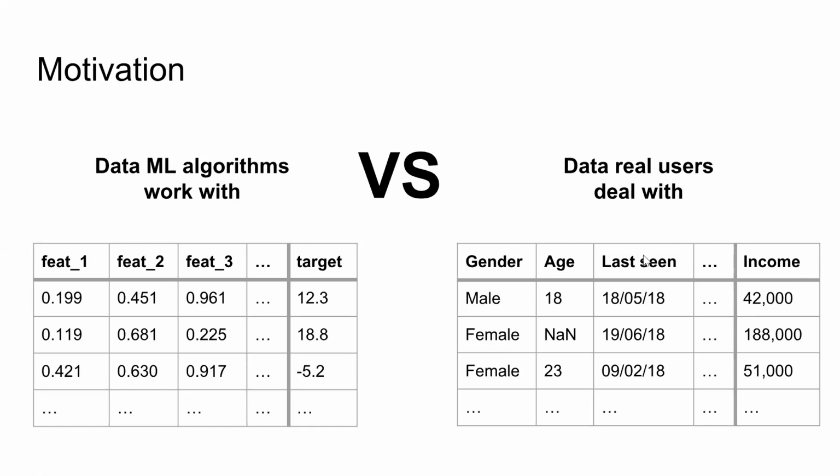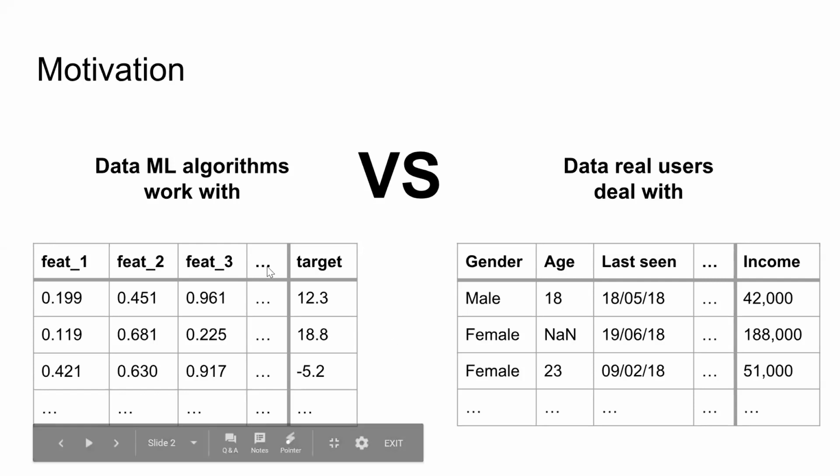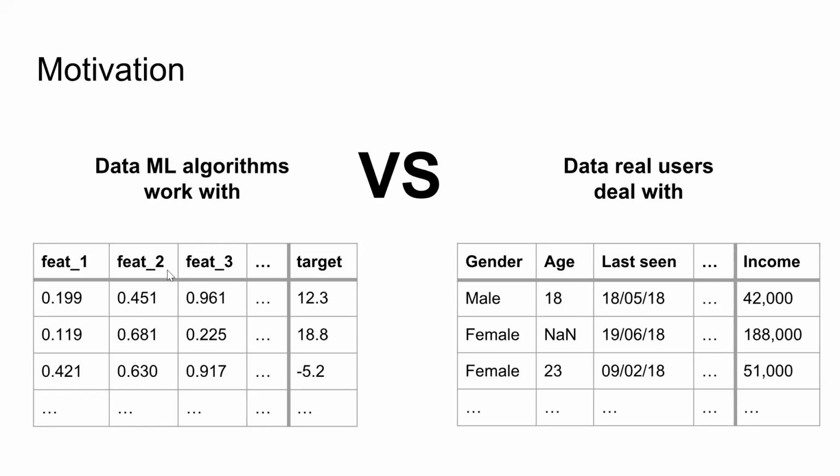And one other motivation is the difference between the data the machine learning algorithms work with and the data real users deal with. As you can see on the left, the machine learning algorithms require features which should all be numeric. In general, the name of the features doesn't affect anything, and it's just a kind of black box algorithm which knows nothing about the data. The algorithm only knows that it has some matrix with numeric values and tries to predict something.